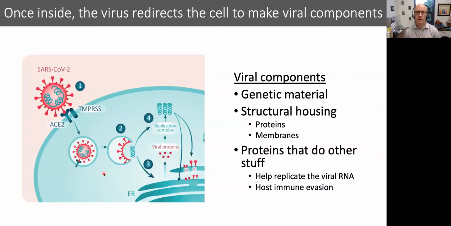Okay, so now that the genetic material is inside the cytoplasm, replication can begin. And this has two branches that are shown here, numbers 3 and 4. The first is that the host cell ribosomes need to make viral proteins. These viral proteins could be part of the structural housing to make new viral particles, or the proteins can do what I will say is other stuff, which could mean they could help replicate the viral RNA, so they could be polymerases, or they could help the virus evade the immune system, which I'm basically not going to talk about at all.